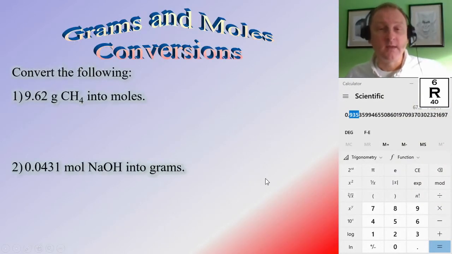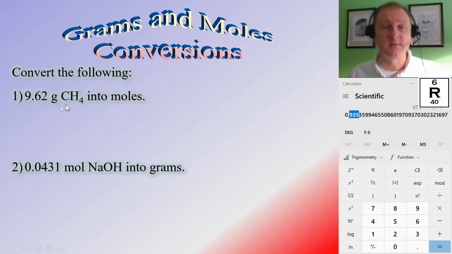All right, I'd like you to pause the video and give these ones a try. So convert 9.62 grams of methane, which is CH4, into moles, and then convert 0.0431 moles of sodium hydroxide into grams. Remember to answer with 3 significant figures here, and you're going to have to add up a carbon and 4 hydrogens for this one.